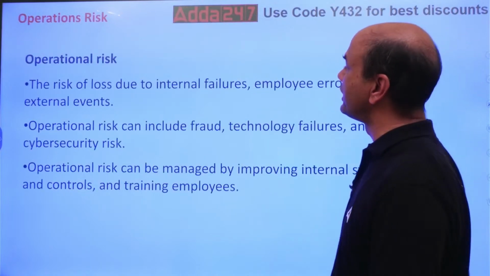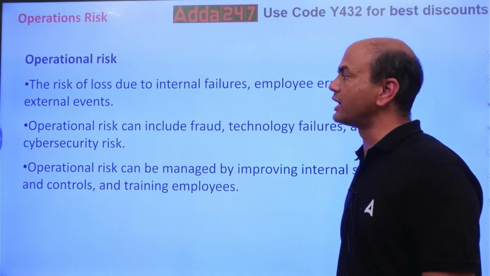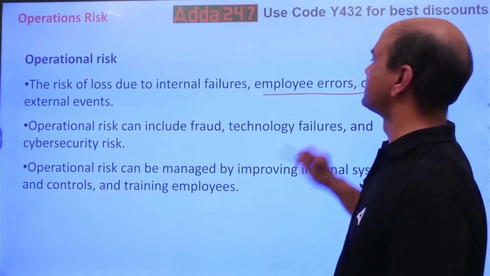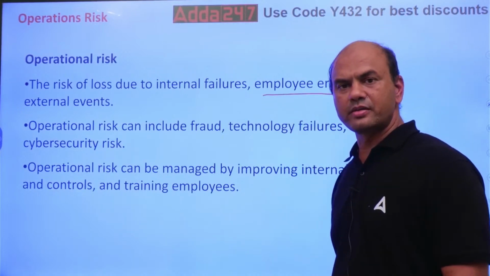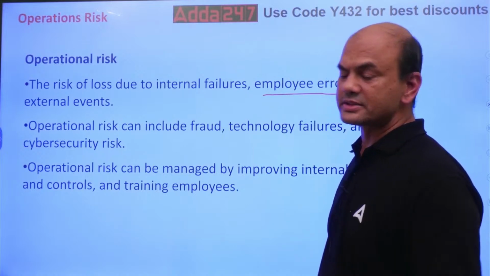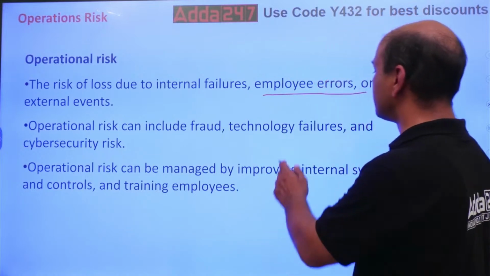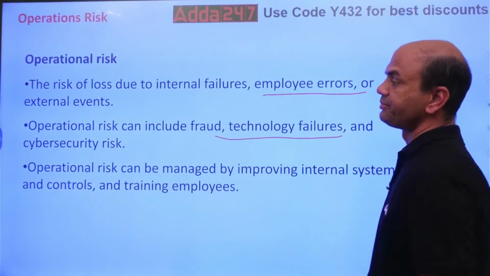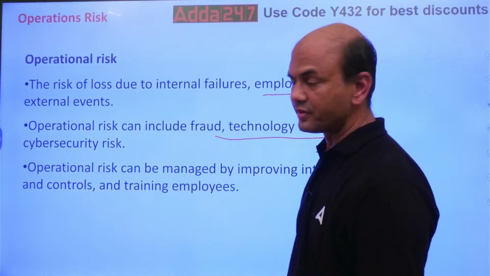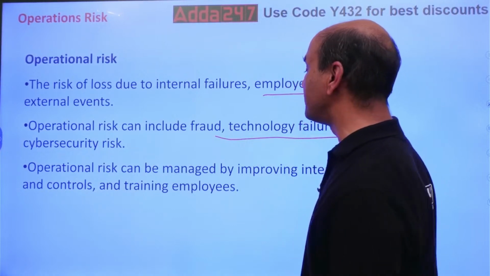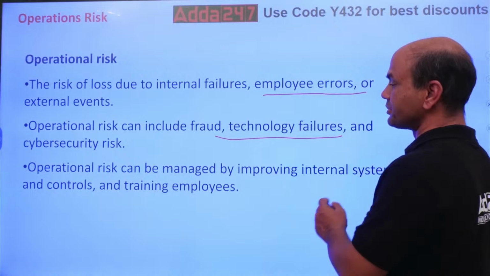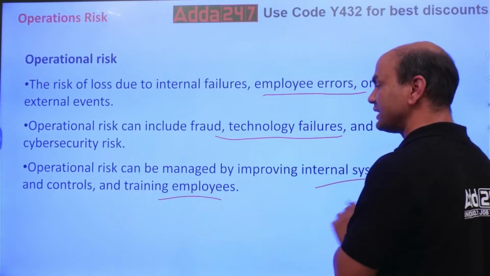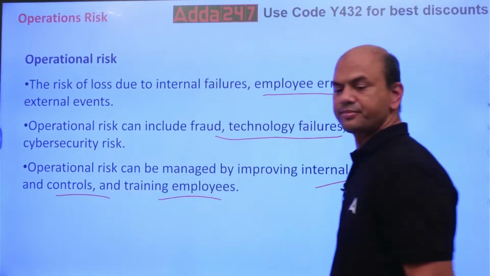The risk of loss due to internal failures, employee errors or external events. Okay, means employee errors. This is an employee error. Then operational risk can include fraud, technology failure. So these are the other things which can be included. Fraud, technology, cyber security. Okay. Operational risk can be managed by improving internal systems, controls and training employees. Systems, controls, checklist here.